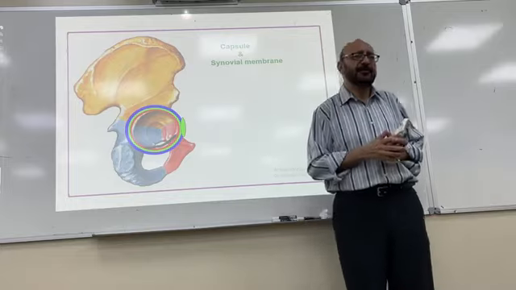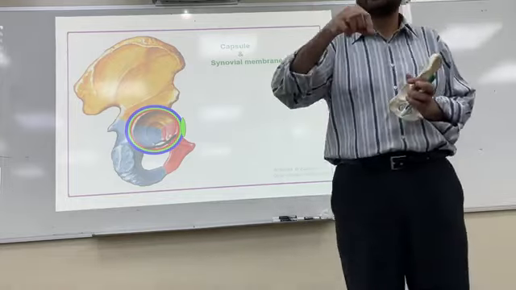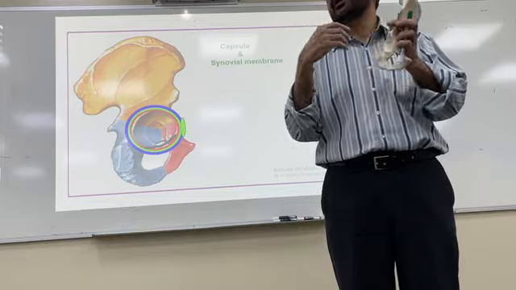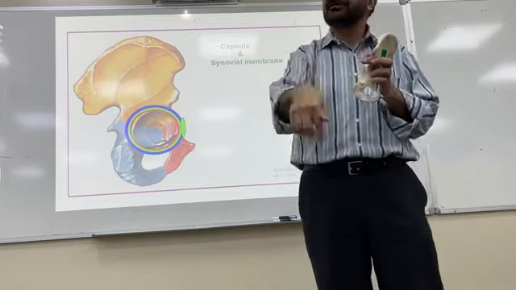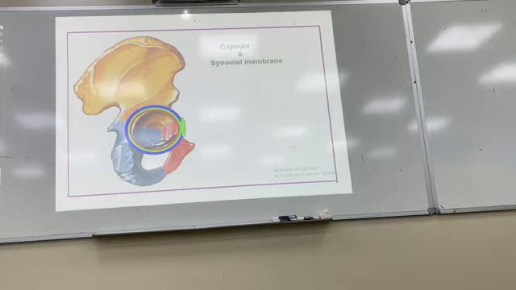What is a bursa? A bursa is a sac-like structure which contains the same synovial fluid. It is there to reduce the friction between the muscles and the bones, and it may or may not be communicating with the joint cavity, the synovial cavity. Understand? Yes. Good.